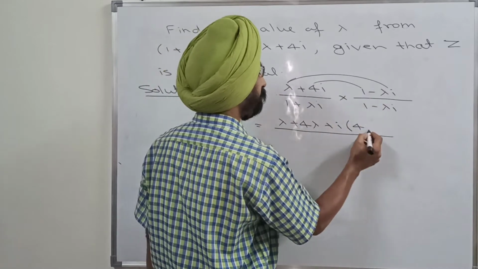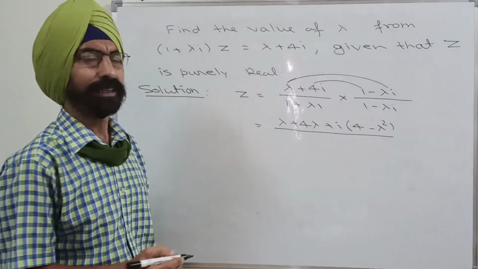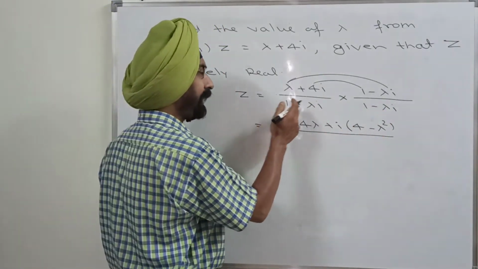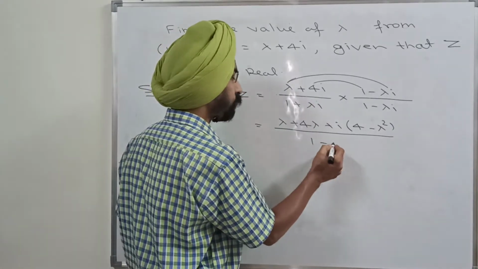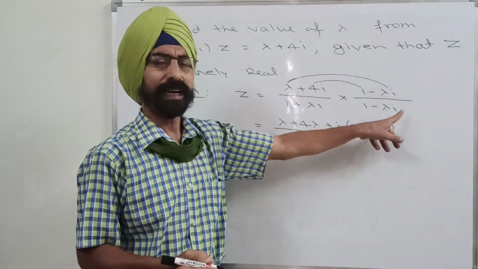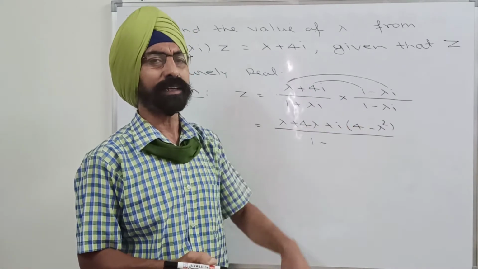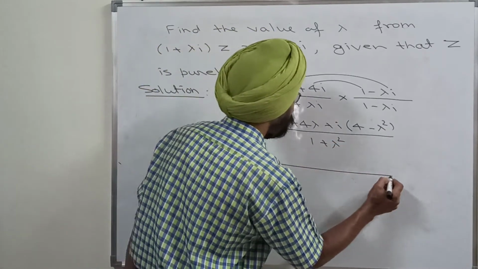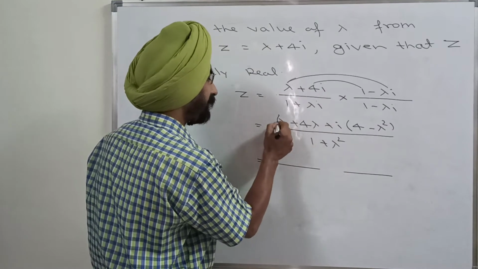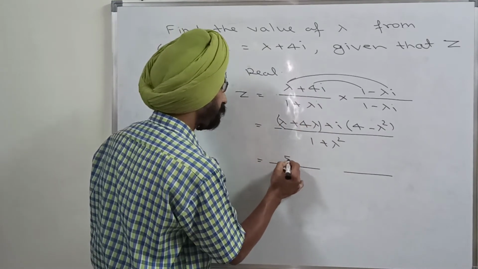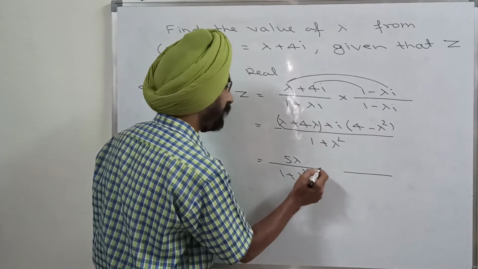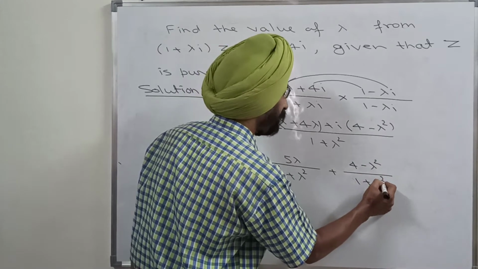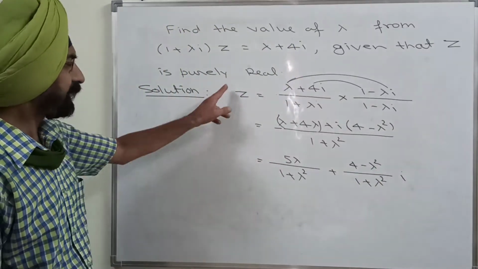From here you will get minus lambda square, and divided by, in the denominator once again it is a plus b into a minus b, so a square minus b square. A square is 1 square is 1, and minus b square. B square is lambda square iota square. But once again iota square is equal to minus 1, so it becomes plus lambda square. Write this number as 5 lambda over 1 plus lambda square, and then plus (4 minus lambda square) over (1 plus lambda square) iota. So this is your Z now.